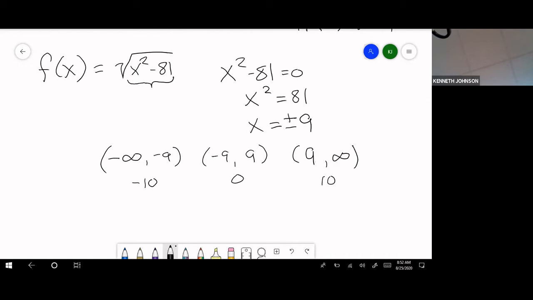So let's go back up to my function and plug in negative 10. So the square root of negative 10 squared minus 81. I don't even need to solve this. I just need to know, is it going to be positive? Well, what's negative 10 squared?